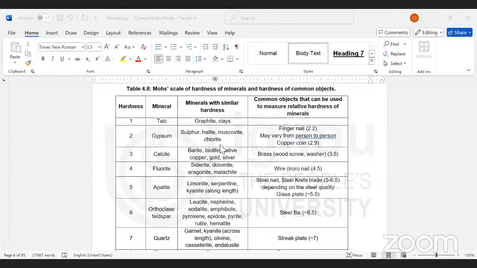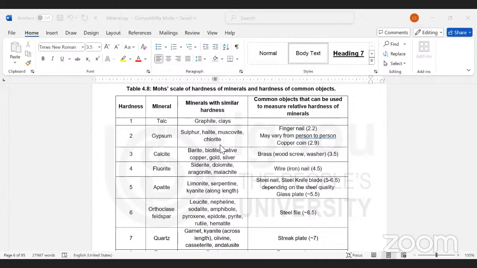Yeah, this is known as the Mohs hardness scale. It gives a continuous scale of mineral hardness. The Mohs hardness scale starts from 1 to 10. Number 1 is the reference for talc.